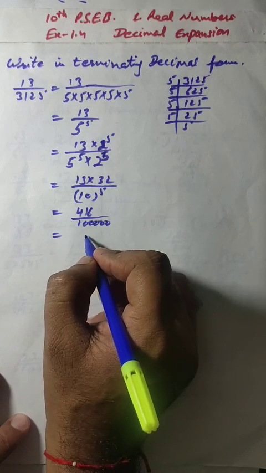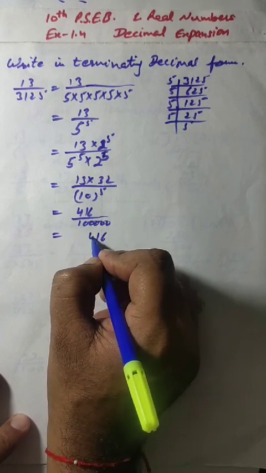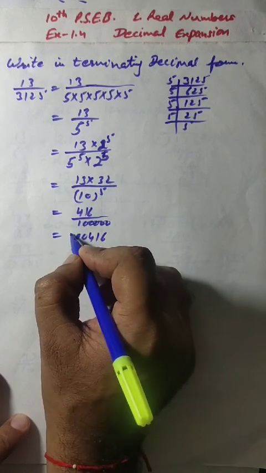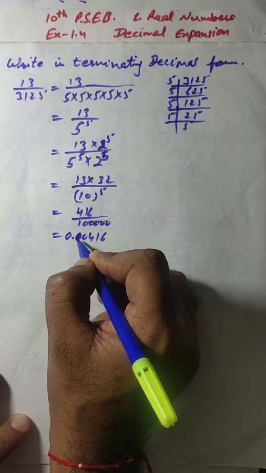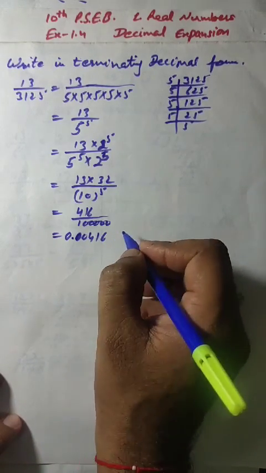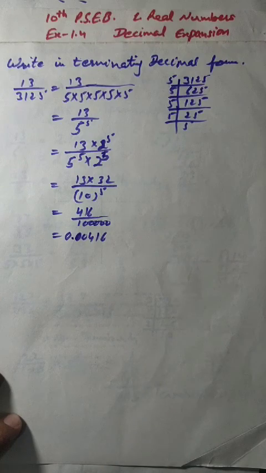So in decimal form we got 0.00... This is in terminating decimal form.